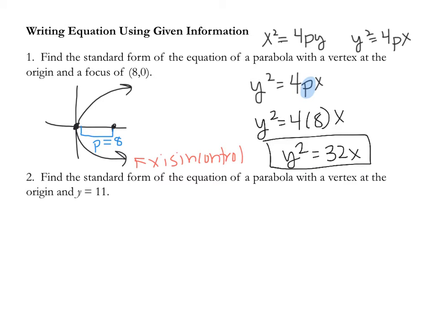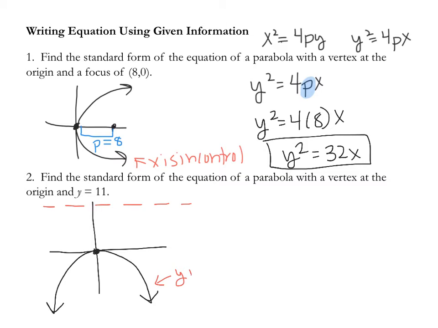Alright, so if we look at the next one, it says find the standard form of the equation of the parabola with a vertex at the origin, and the directrix is y equals 11. So if I graph this, I know I'm still at the origin here. The directrix is somewhere up here at 11. So then I need to think about what direction that parabola is going to face. It always faces away from the directrix. So the parabola would face down here, which tells me which variable is in control. If it's facing down, that should tell you that y is in control.